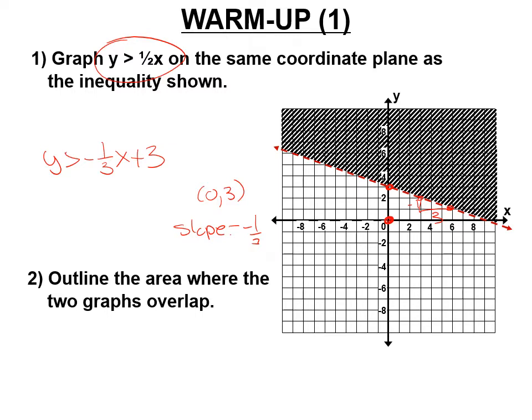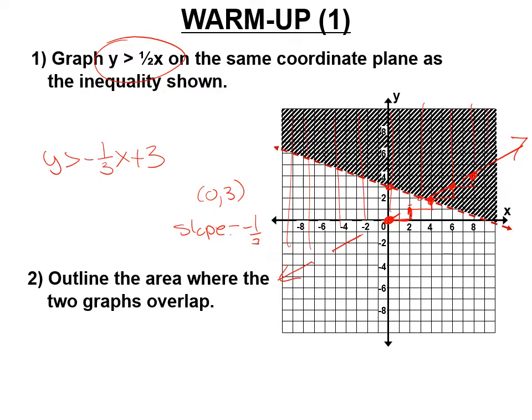So that, let's get this out of the way, over 2, up 1, over 2, up 1, over 2, up 1. And once again, it's going to be dashed. So I'm going to draw a dashed line right on top of this one. And it says y is greater than 1/2 x, so I'm going to shade above, but I'm just going to do this lightly at this point.